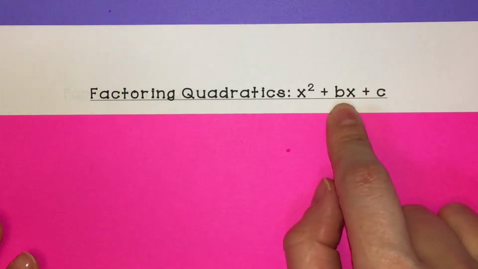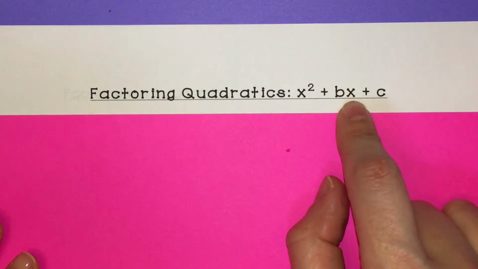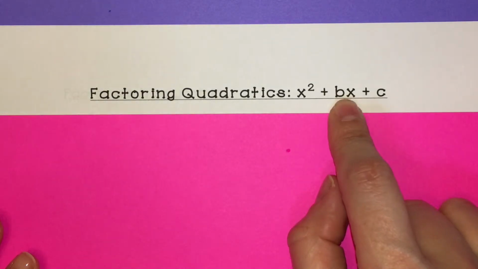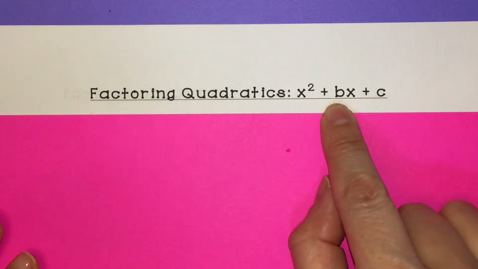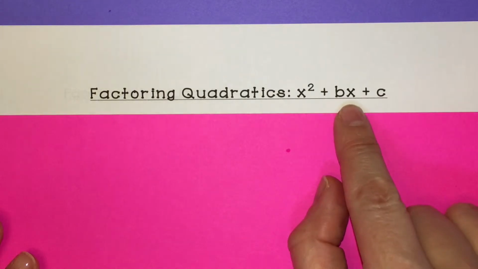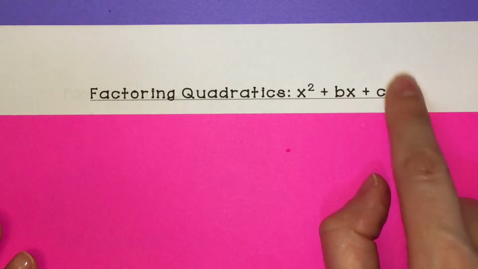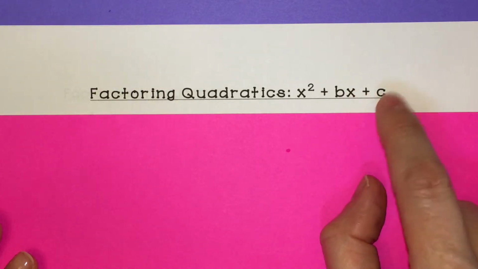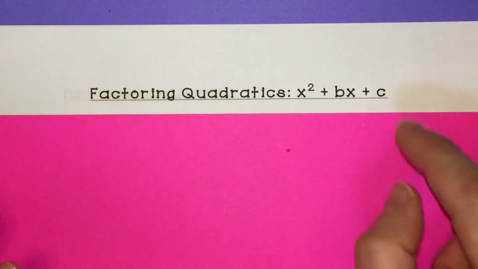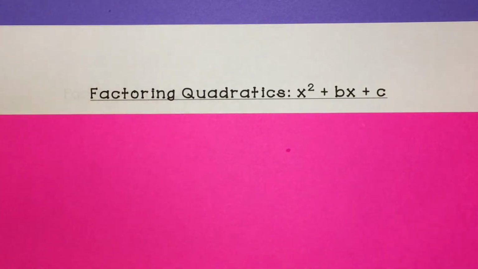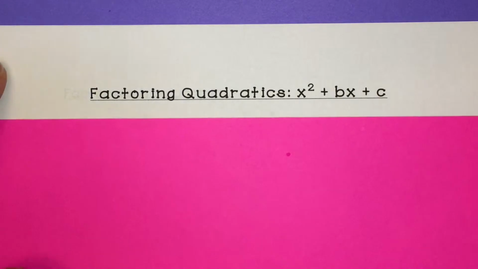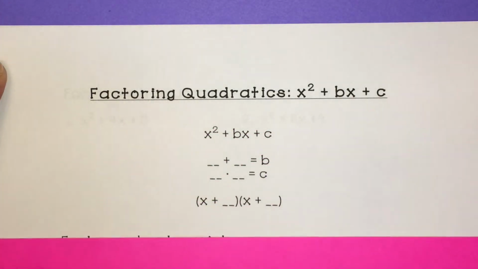Okay, it's going to have a bx value added on. So the coefficient, or the number multiplied by x, is called b, plus a constant. So just a number that's added on, the constant is called c. So we're going to factor this into two binomials multiplied together.